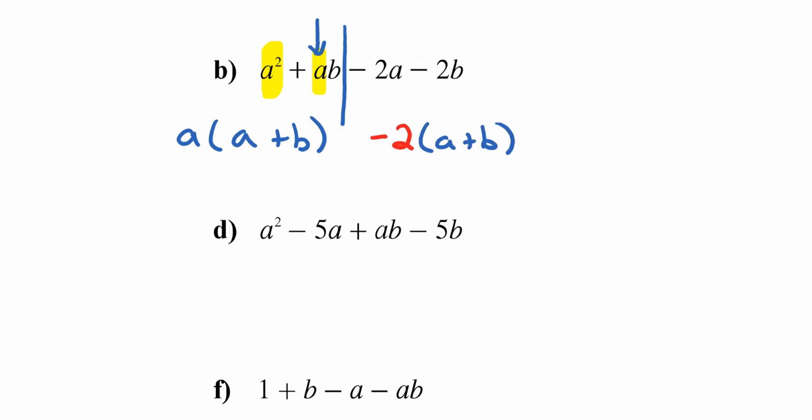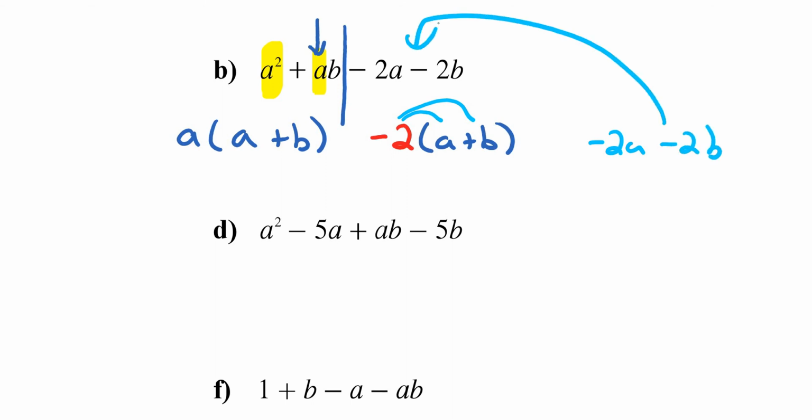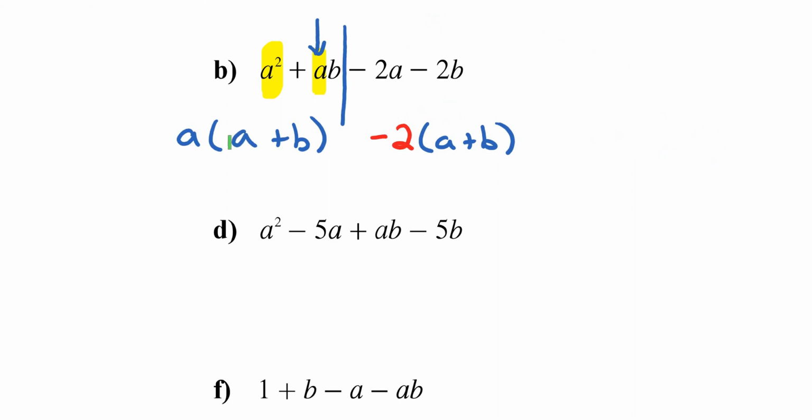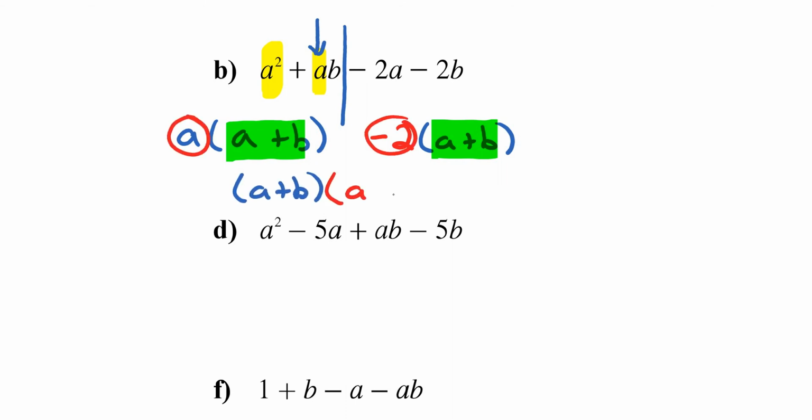All right, and once again, if you're not sure if you did this step correctly or not, just distribute. Negative 2 times a is negative 2a, and negative 2 times b is negative 2b, and that definitely matches up with that expression. Okay, now as you can see, a plus b and a plus b are the same, so let's factor out the a plus b, and what's left over, I have an a and a negative 2a, so this will be a minus 2, and that's your final answer.